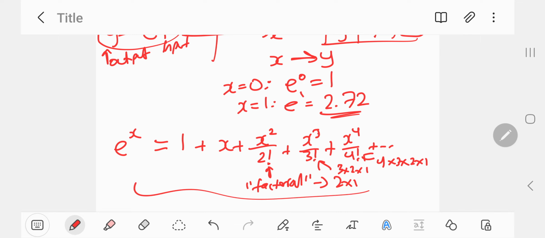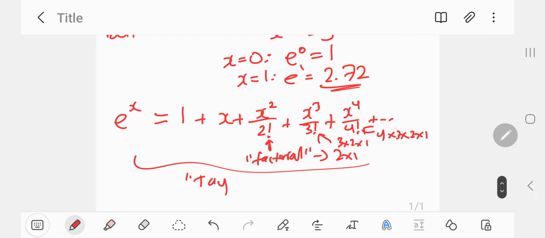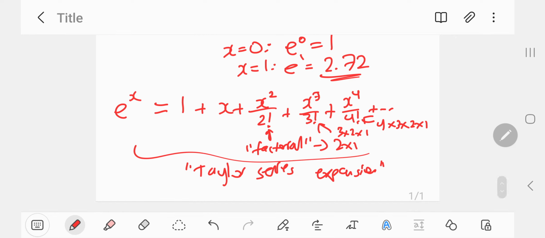This is also known as a Taylor series expansion. e to the x has been expanded into this form, an infinite series of terms. The pattern continues with each term having an exponent, meaning a power, that increases by 1. So 2 becomes 3, 3 becomes 4, and so on. The denominator is the factorial of the exponent. So 2 factorial comes from the exponent 2, 3 factorial from the exponent 3, and so on.